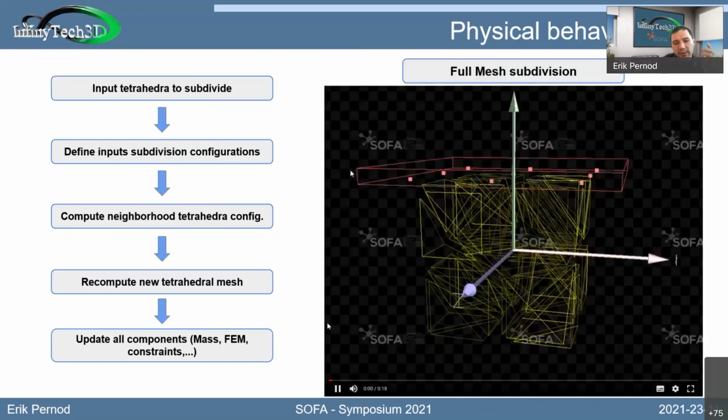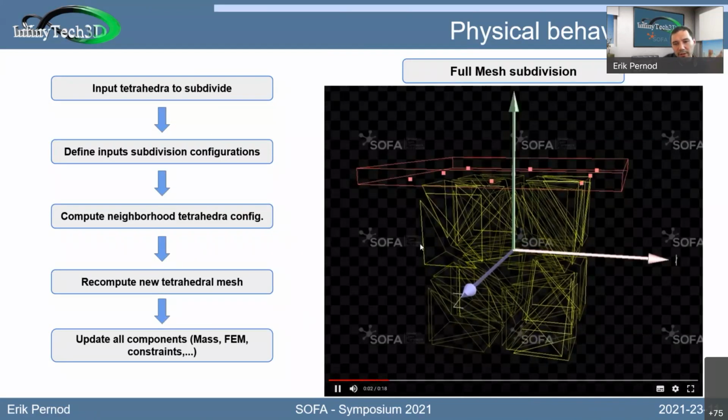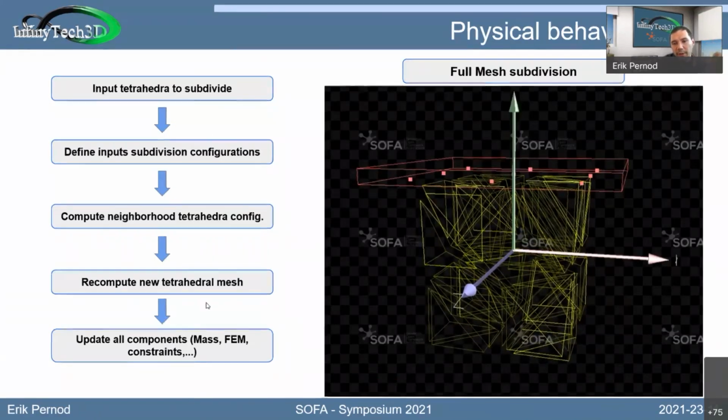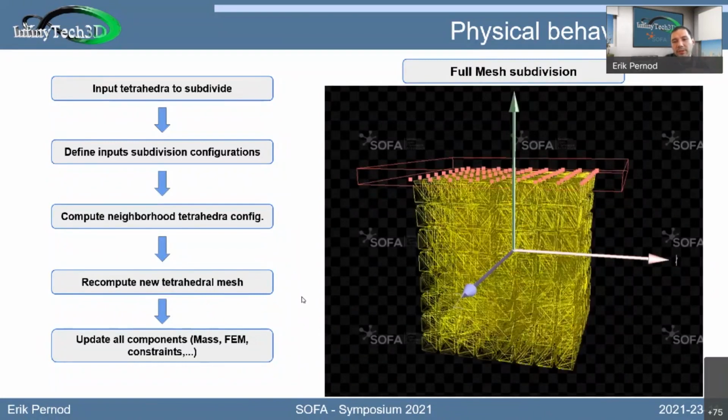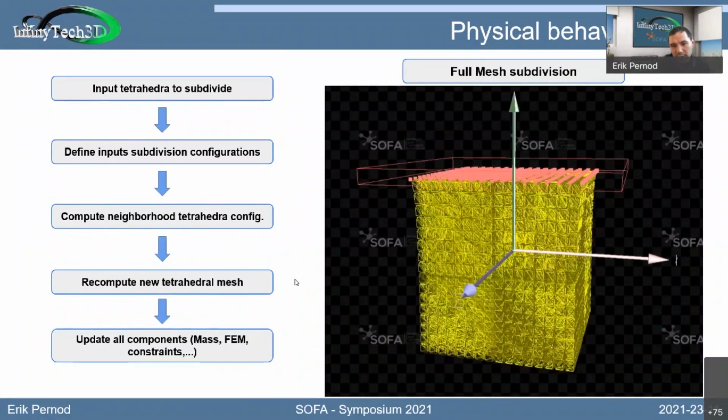So for example, in this movie, what is important to check is that I'm going to subdivide the whole mesh, all the tetrahedra, and the idea is that the mass of the cube is not changing. And you can still interact with the film.